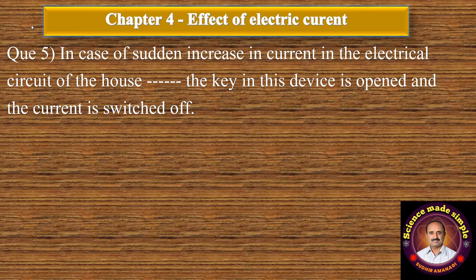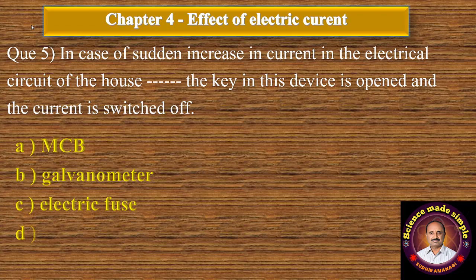Question number fifth. In case of sudden increase in current in the electrical circuit of the house, dash dash, the key in this device is opened and the current is switched off. The option is given below. A option MCB, B galvanometer, C electric fuse, and D electric bell. The option A MCB is the correct answer.